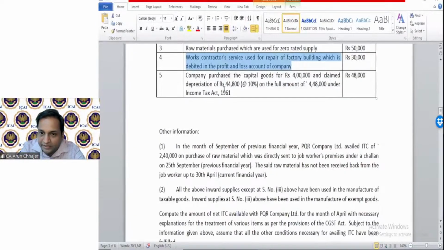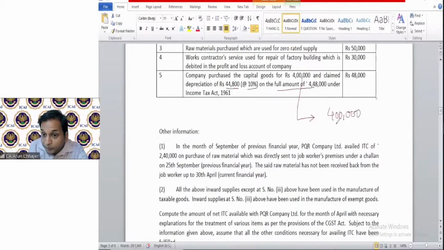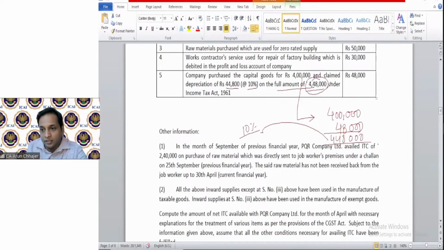Company purchased capital goods of 4 lakh and claimed depreciation of rupees 44,800, 10% on the full amount. What is the full amount? 4 lakh is the taxable value, 48,000 is the tax. So the total value is 4,48,000, and the depreciation is being claimed at 44,800. So it is capital goods. Is ITC available or not? Give me the reason.